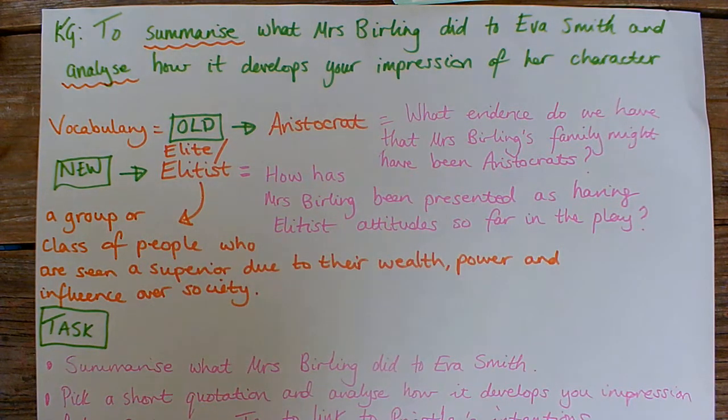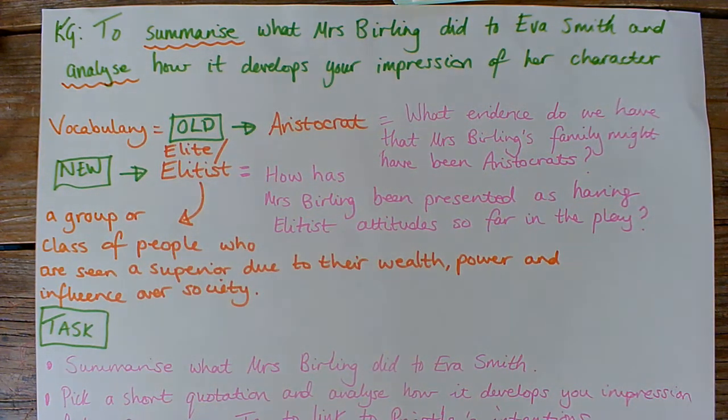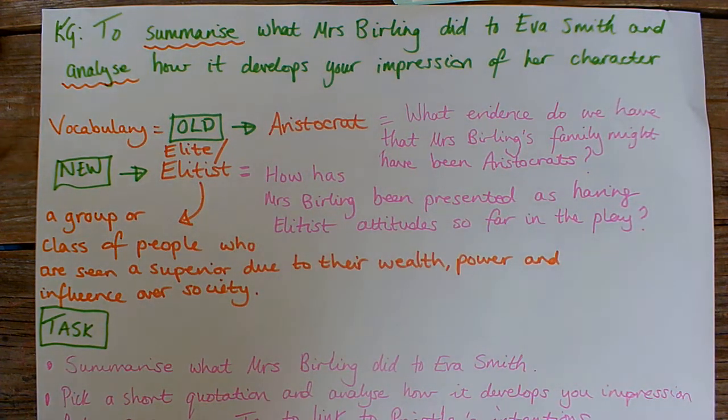So today we're going to summarise what Mrs. Birling did to Eva Smith and analyse how it develops your impression of her character. So we'll read up to the end of Act 2 today and we find out how Mrs. Birling contributed to her suicide.